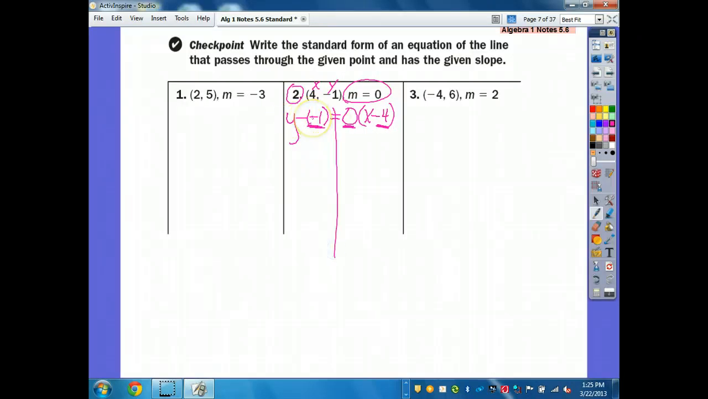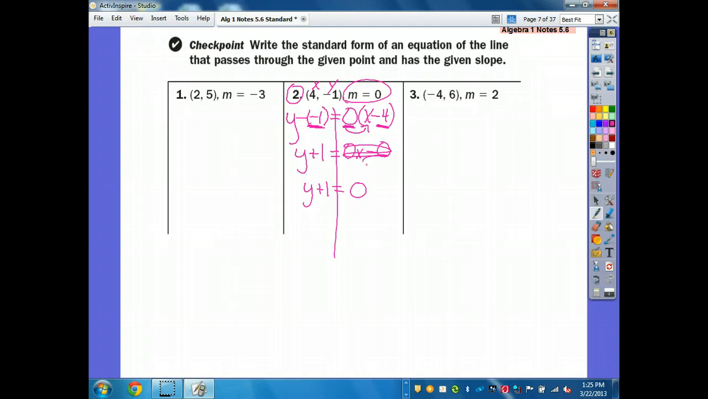Y minus negative 1 is y plus 1. Y plus 1 equals 0, do our distributive property, 0x minus 0. Do we write that with 0x minus 0? No. So this is basically just y plus 1 equals, there's nothing there, you can just put 0 because it's all 0 there.